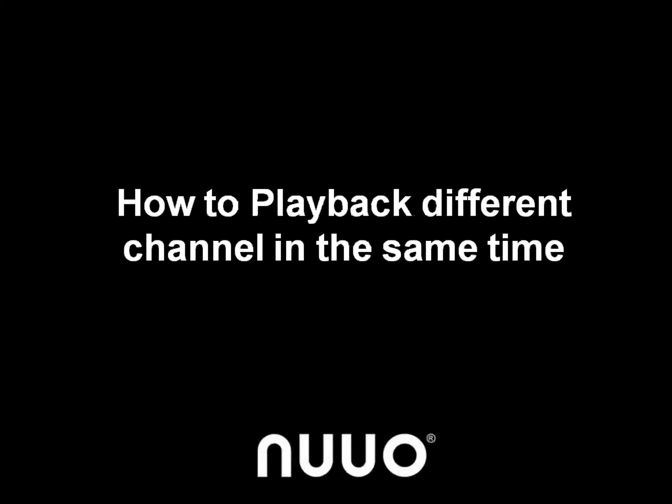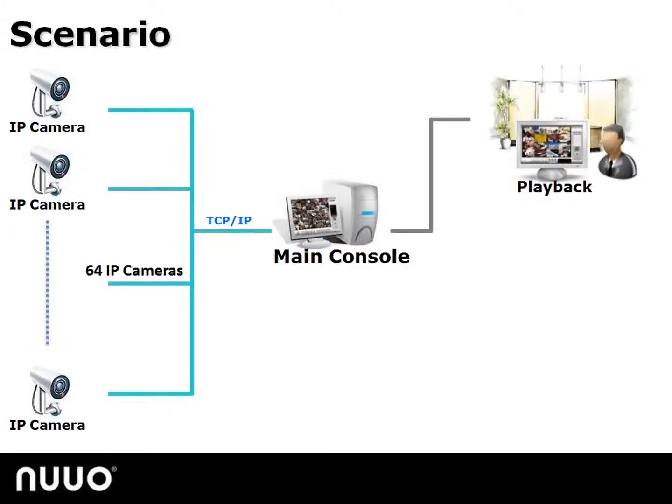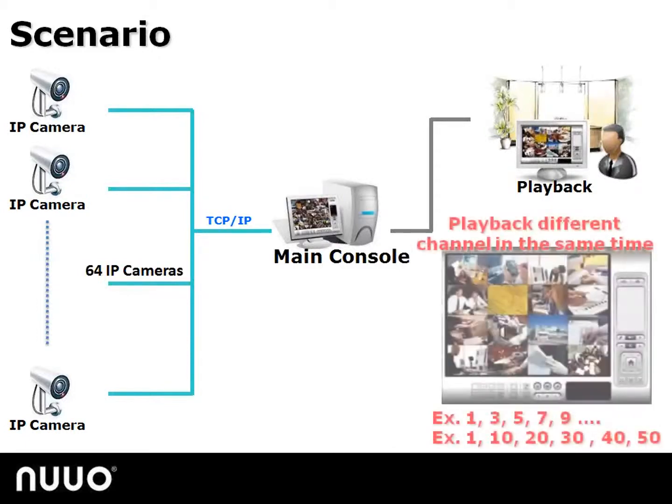Okay, the last scenario today is how to play back different channels at the same time. In this scenario, I will show a tip to let users know how to play back different channels at the same time. We know the main console can connect with 64 IP cameras and can play back 16 channels at the same time. But if the user wants to play back 16 single channels at the same time, how to do it?